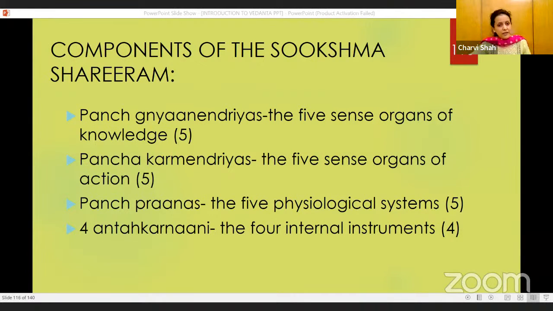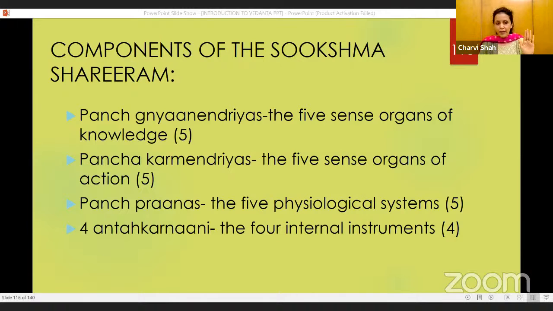So these are the parts. Firstly, the Pancha Jnanendriyas, the 5 organs of knowledge, the 5 sense organs of knowledge. Then Pancha Karmendriyas, the 5 sense organs of action. Then the Pancha Pranas, means the 5 physiological systems. And finally, the 4 Antakaranani, means the 4 internal instruments.